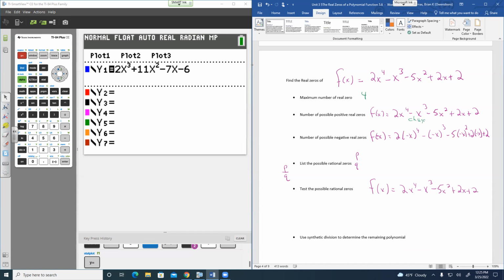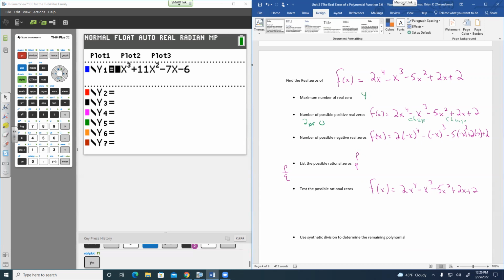It stayed negative, went back to positive, that's a change. And stayed positive. So I see 2 or 0 would be that. So the maximum number of possible positive real zeros would be 2 or 0.